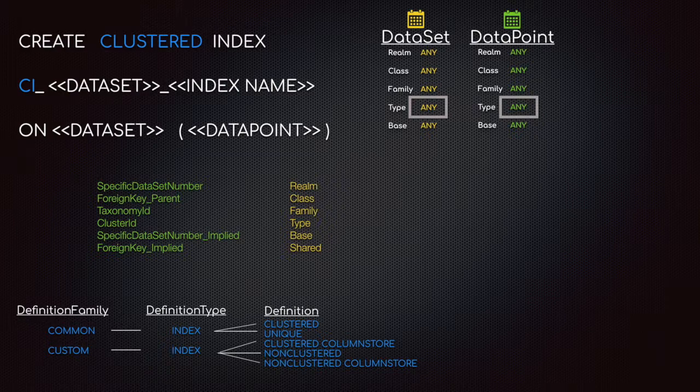What we have in all of our indexes is on what table and what column should we include. So the way we're going to go about doing this is just have a list of data point types, because we're going to link a definition to a data point type again, and say, when I'm in the family table, I know I have a specific data set number and a taxonomy ID. When I'm in a base table, I know that I have one of these things that I can work with. And when I'm in the shared, at least I know I have a specific data set number, a foreign key parent, and a taxonomy ID.